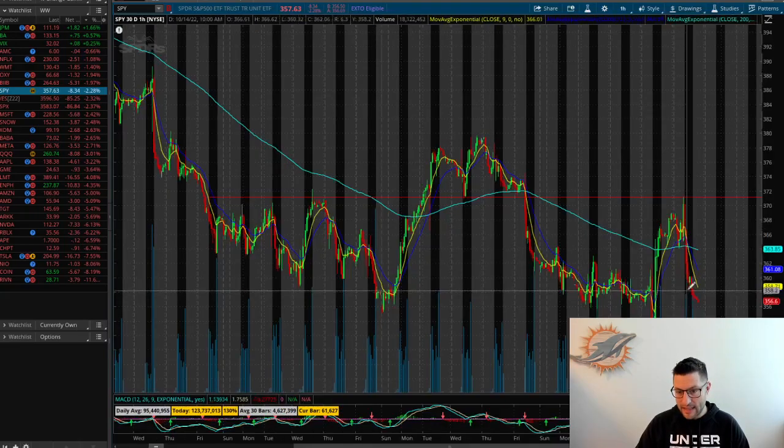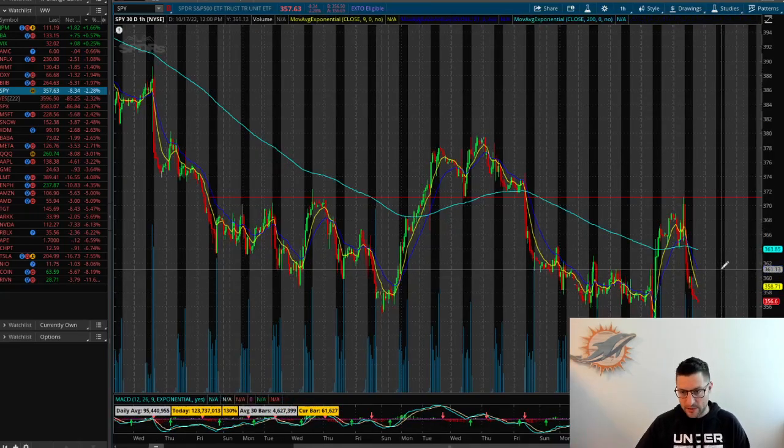I like to look at the weekly and the daily for critical support levels. I like to look at the 30-minute and the 1 hour for candle formations, as well as medium term support and resistance. So let's break this down.